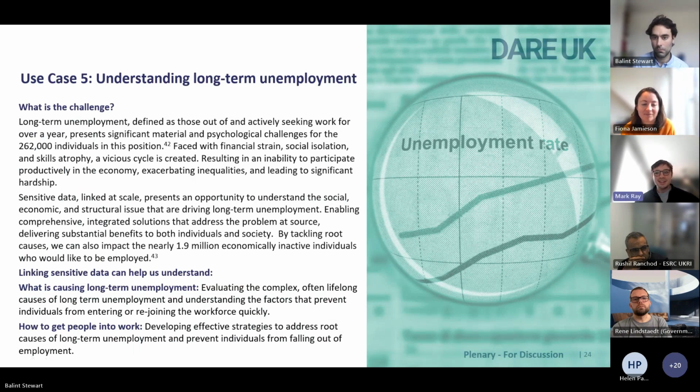So taking a slightly different track, looking towards long-term unemployment. The next use case is understanding and addressing long-term unemployment. And when we say long-term unemployment, we mean unemployment that lasts over 12 months. So what's the problem that we're trying to convey here? It's that ultimately long-term unemployment creates a vicious cycle.